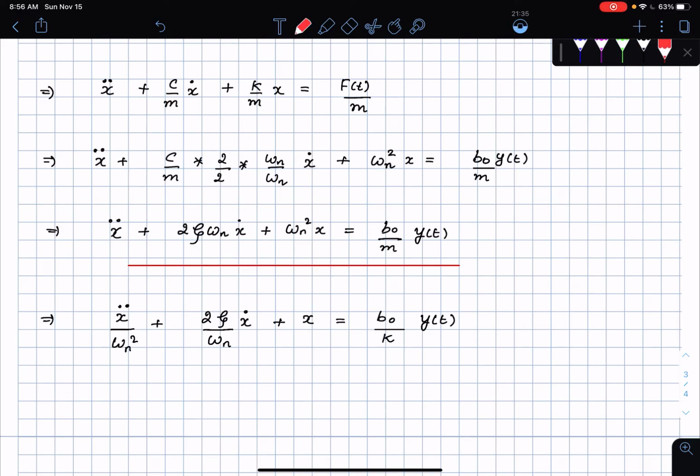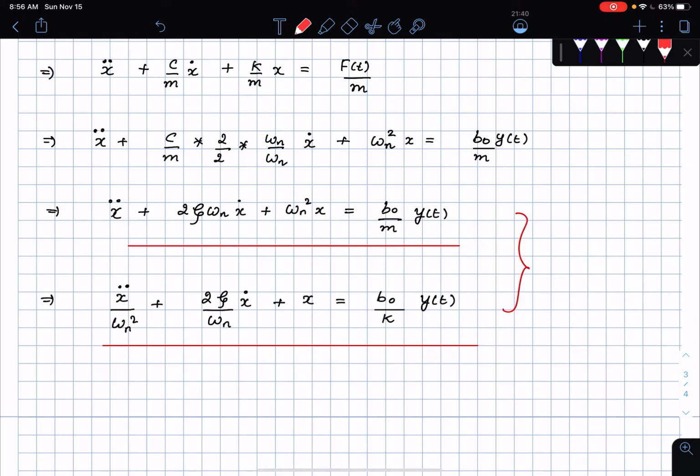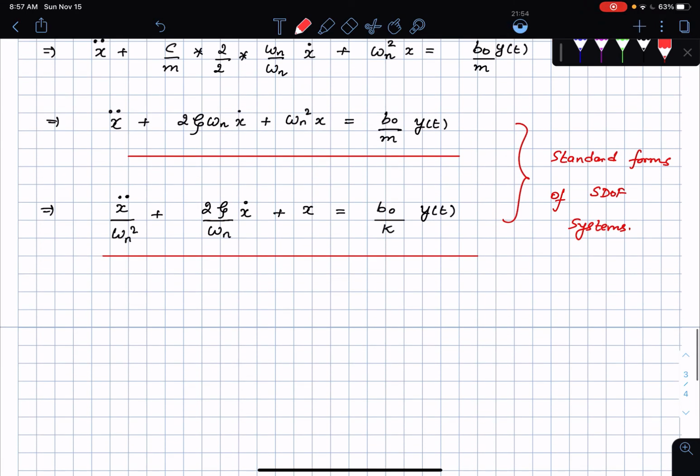This is another way of writing the standard form. Either one of them is used by people. These are called the standard forms of single degree of freedom systems. The term b naught by k, I like the second form of writing it where the term b naught by k is present. This is called the static sensitivity of the system.